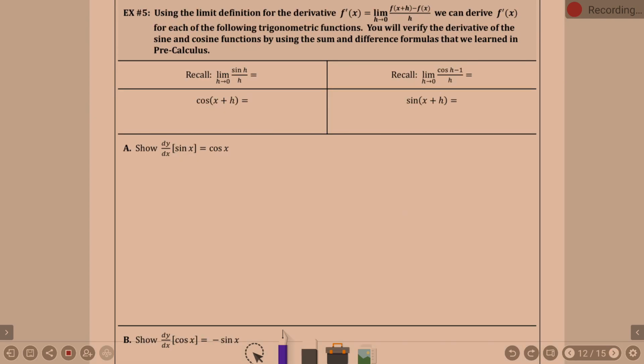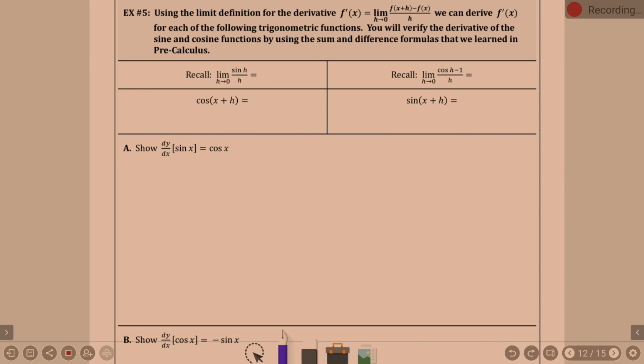In example 5, we're asked to go back to our limit definition, right? It doesn't ever go away totally. We're asked to use the limit definition for the derivative for each of the following trig functions. So basically, I told you the derivative of sine is cosine, and the derivative of cosine is negative sine. But we're going to have the opportunity here to verify that.